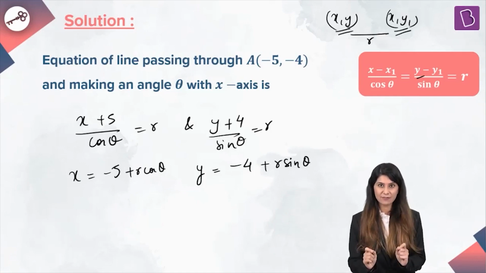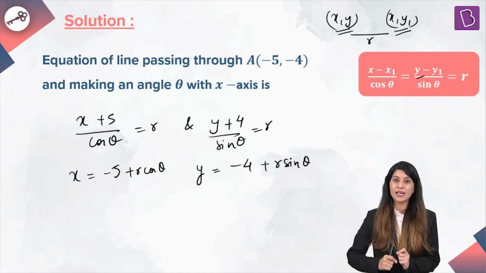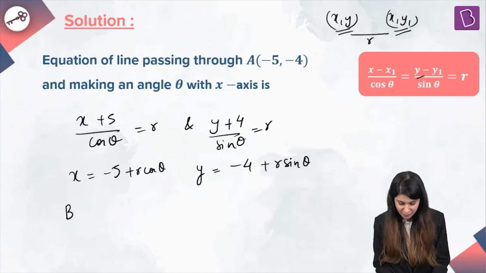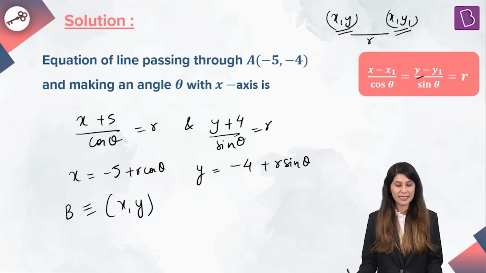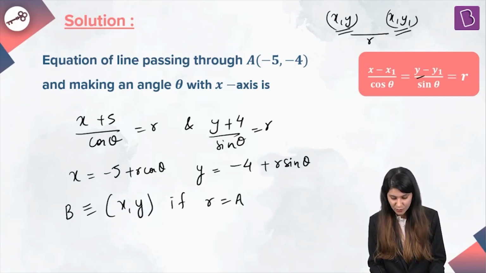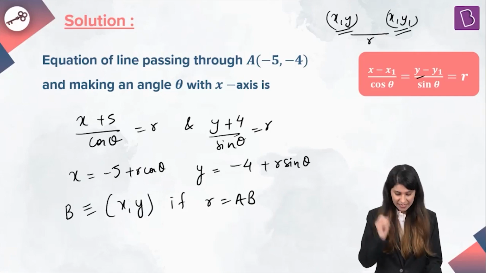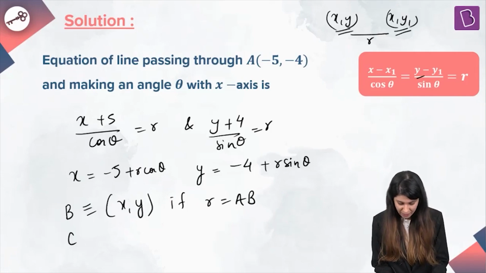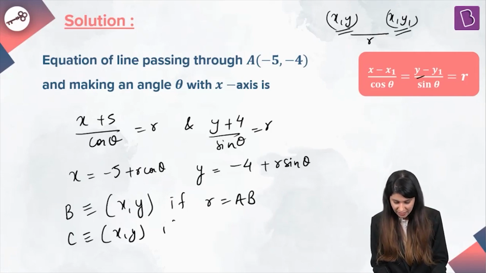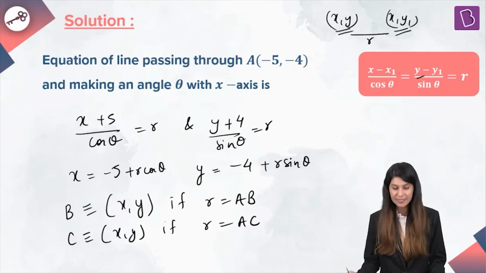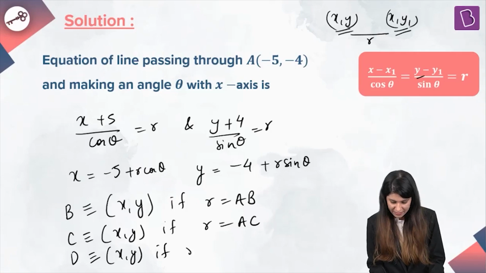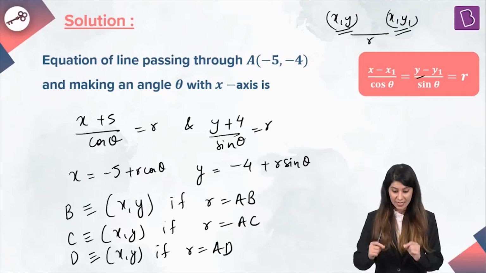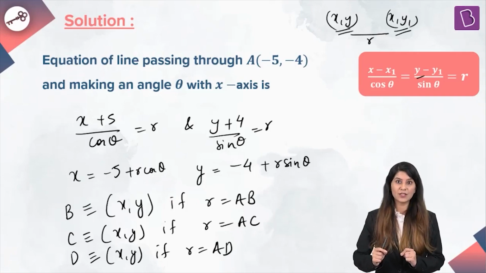Now listen to me carefully. This x comma y will represent the coordinates of B if this r is equal to AB. And this x comma y will represent the coordinates of C if r is equal to AC. Similarly, it will represent the coordinates of D if r is equal to AD. And AB, AC and AD, all three distances, are involved in the given information.